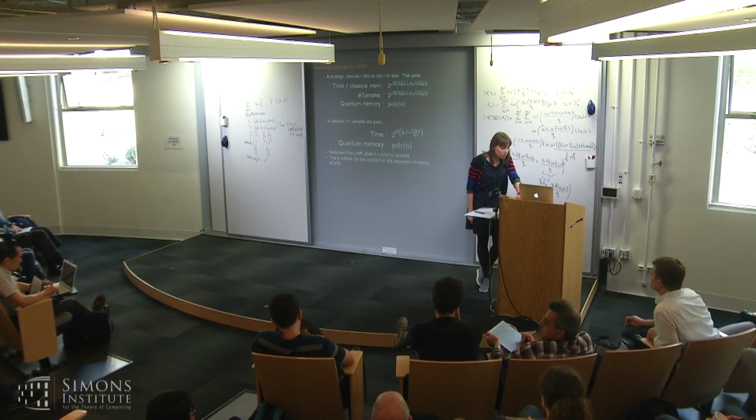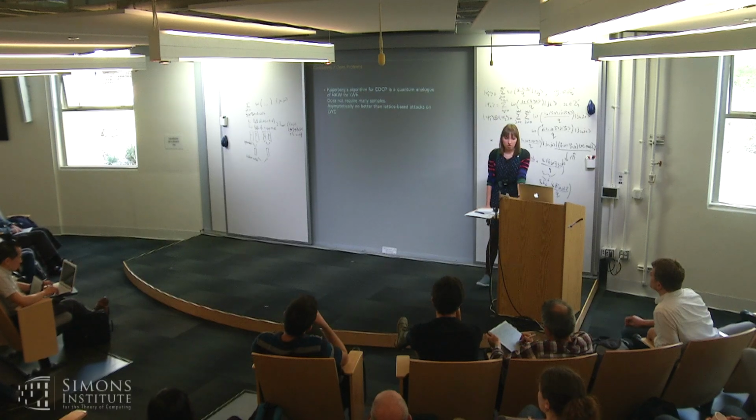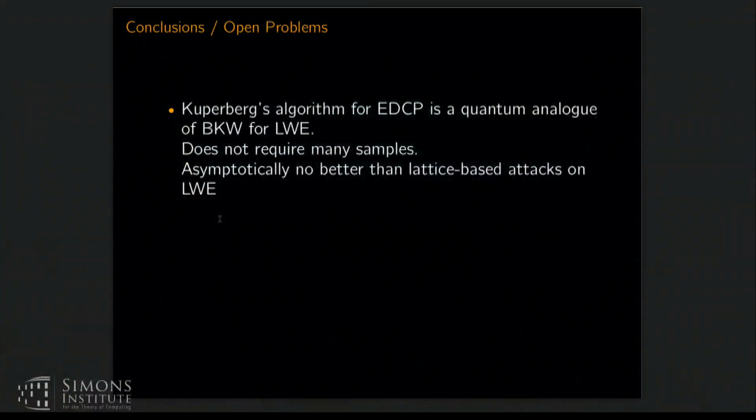I think I'm largely over time, so this will be my last slide. This is just a takeaway that Kuperberg's algorithm is really a quantum analog of BKW. This is a good way to view it, I think. It does not require many samples, which is a good thing. Although a bad thing is that at the moment it is not better than the lattice-based attacks. Although, maybe there are ways to improve this algorithm or improve the constant, and if one can improve the constant, that would be good.